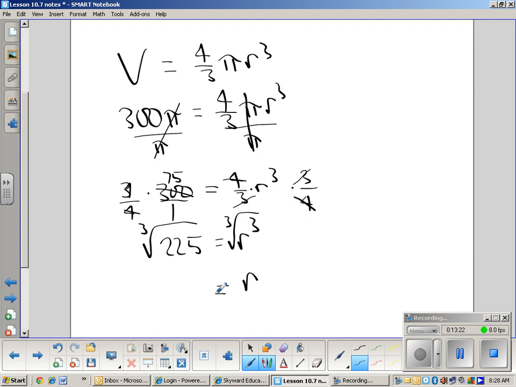Well, I can't even simplify that. 225 is 15 times 15, so it's 3 times 3 times 5 times 5. I only have 2 of each one, don't I? And for cube root, I need 3 of one of them. So there's nothing I can do to simplify it. If they wanted the exact value, I'd leave it this way. If they want a rounded value, then I would round it, okay?